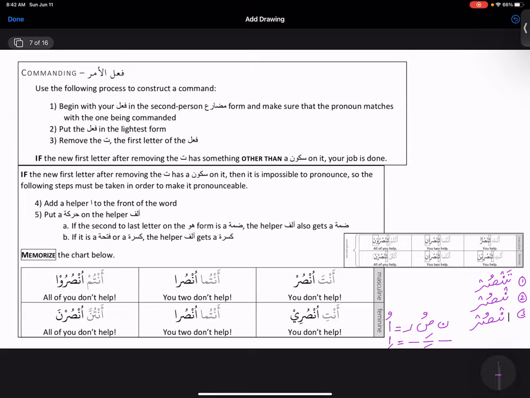Make sure that the pronoun matches the one being commanded. Now, put the fail in the lightest form. So again, the fail is going to be majzum. And how do we make majzum? If it is singular, if it is anta, then it is going to end on sukun. If it is any siga that is ending on noon, we are going to drop this noon. This is how we make majzum. And antunna, we are not going to touch. So antunna will remain the same. No change is going to occur there. Then that is our second step.